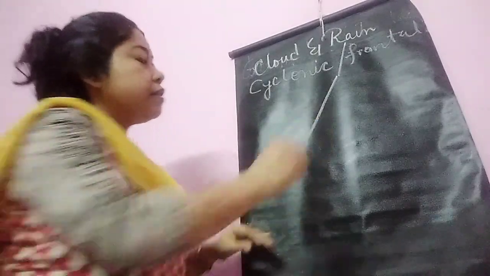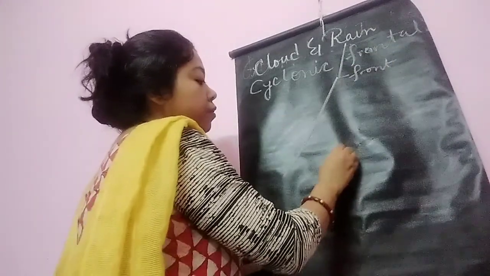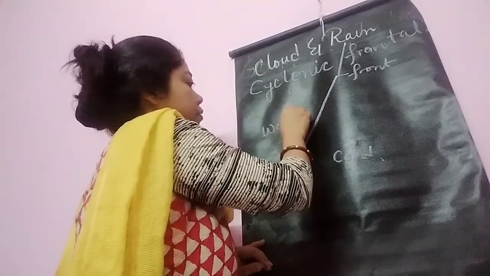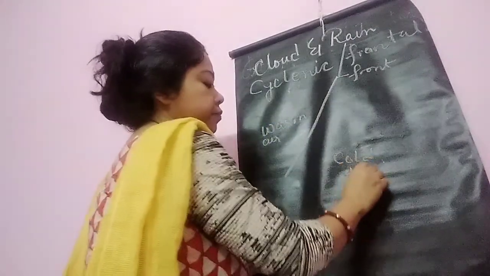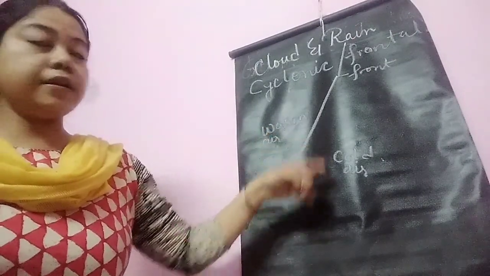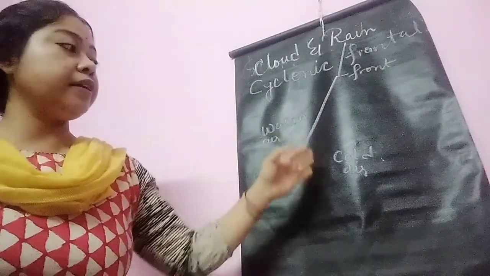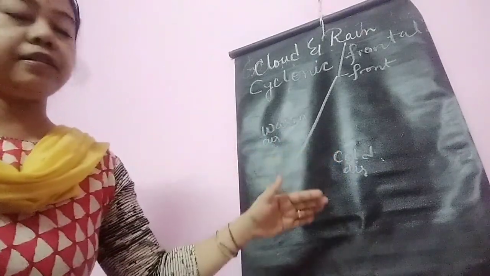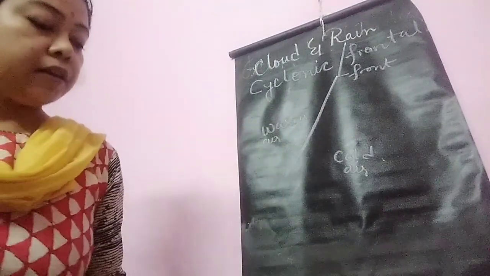See, this is the front. Here is cold wind and here is warm wind. This is warm air and this is cold air, and the two airs meet each other at the front. Now, as the cold air is heavier or denser, it is below, and the warm air is lighter, it is above.